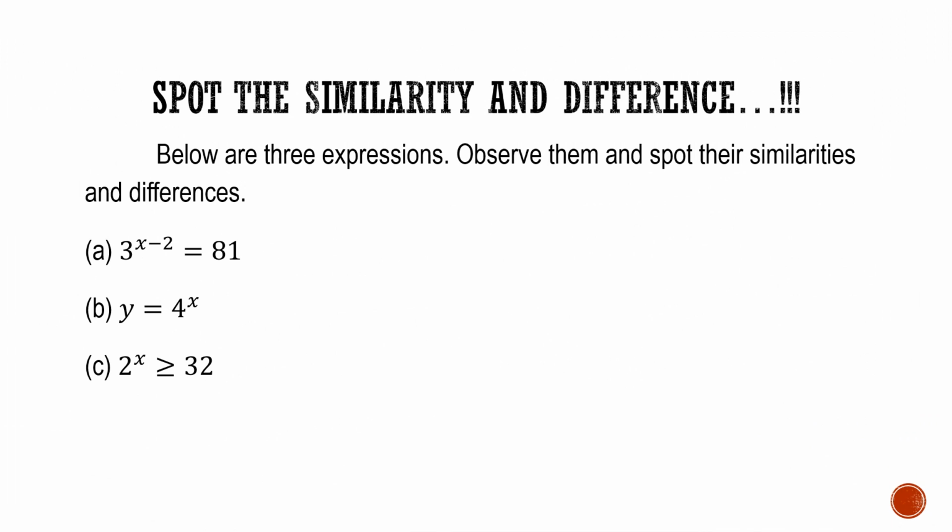Let us now deal with this activity. Spot the similarity and difference. So below are three expressions. Observe them and spot their similarities and differences. For letter A, it's 3 raised to x minus 2 is equal to 81. Your B, your y is equal to 4 raised to x. And for letter C, your 2 raised to x greater than or equal to 32.